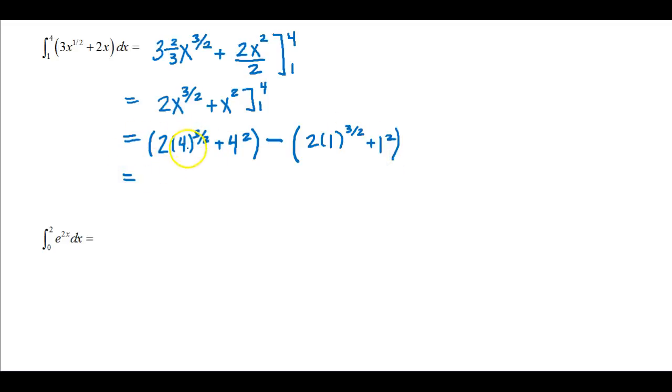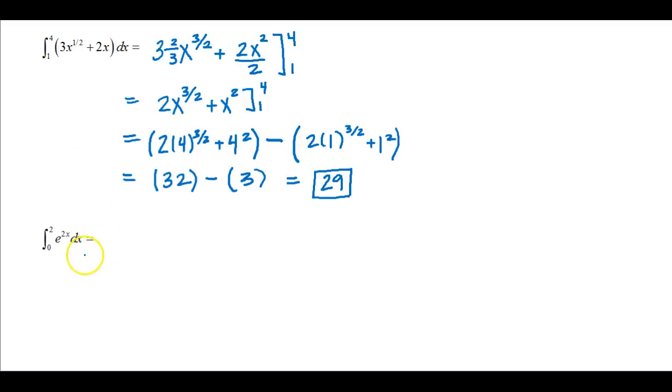So now we need to do some simplifying. 4 to the 3 over 2, remember, is the same as 4 to the 1/2 cubed, and 4 to the 1/2 is the square root of 4, which is 2. 2 cubed is 8. 8 times 2 is going to give me 16. 4 squared is 16, and 16 plus 16 is 32. Minus, and then here I have 1 to the anything gives me 1, so I'm going to have 2 plus 1, so I'm subtracting 3 here. So that must mean that my area is 29. And I'm done with this definite integral.